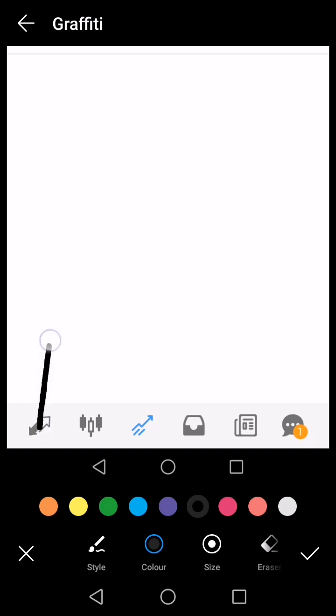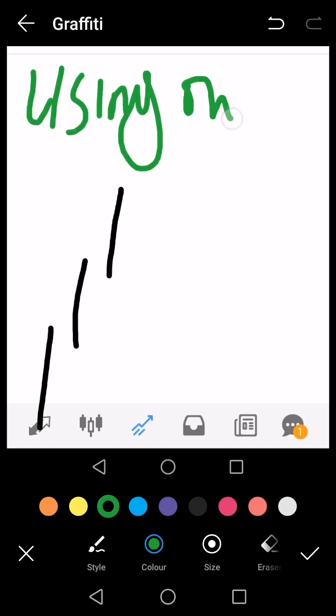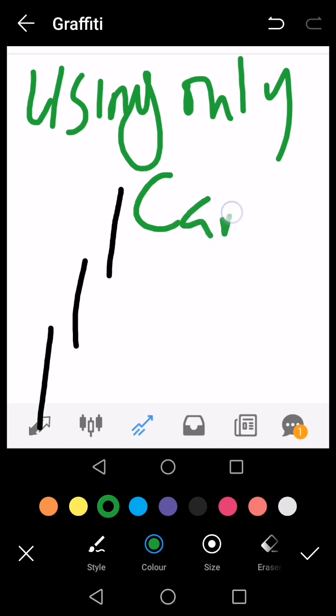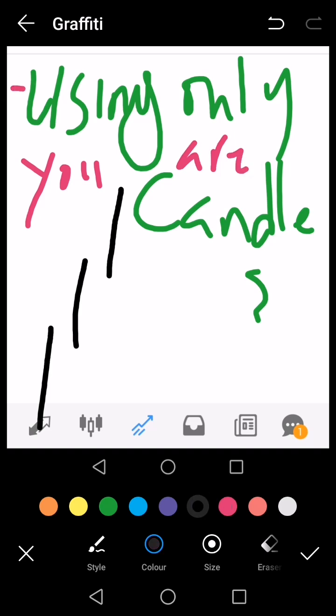So week one, breakout. Week two, breakout. Week three, breakout. And you are using only candles. See, when there's a breakout, you are using only candles, not the structure. Are you guys together? The candle is breaking, the other one.